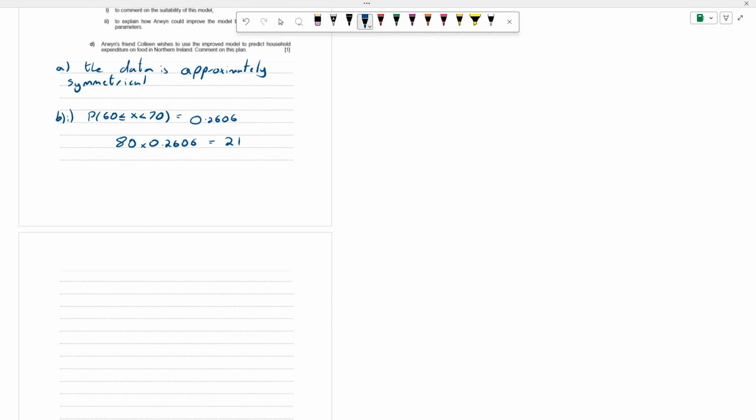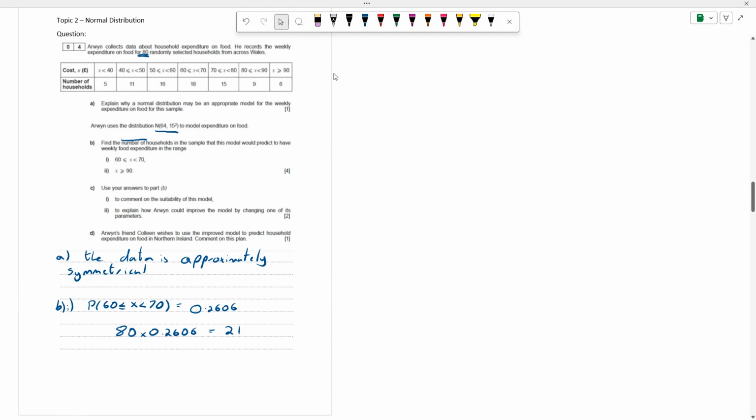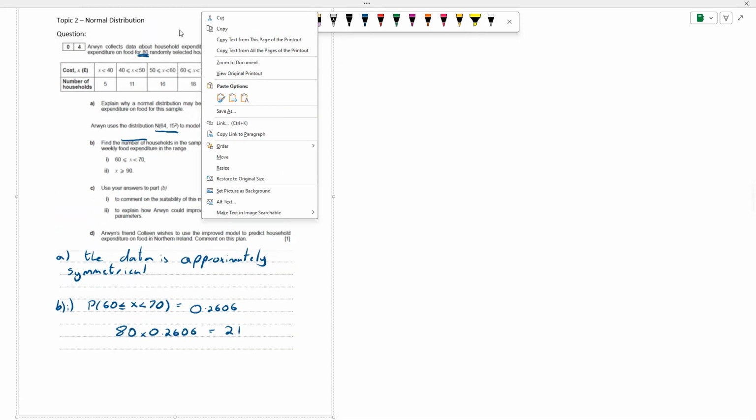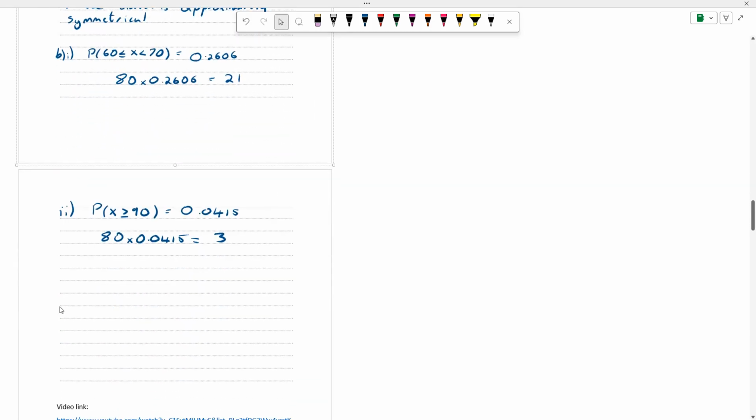Okay, so now let's do the same thing for part 2. Part 2 wants the probability that x is greater than or equal to 90. So 90 is going to be my lower limit. If I look at the probability first, I get 0.0415, and then I do the same thing again. If I want the number of households, I'm going to times them together. So I'm going to times my 80 by my probability, gives me 3. Which again, if I compare it to the one above, is off where I want it to be. 21 is too high, and 3 is too low.